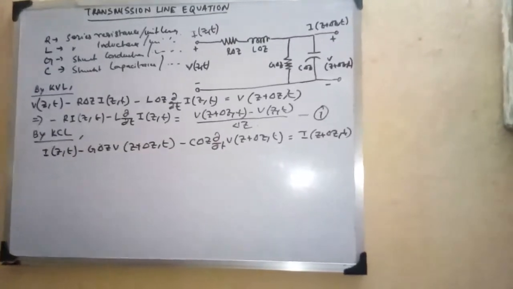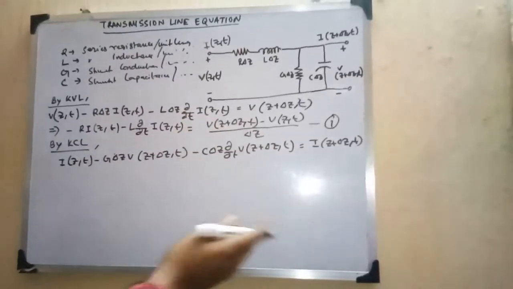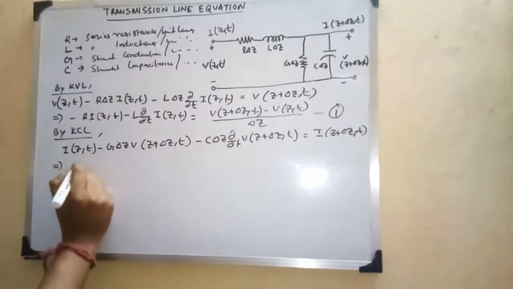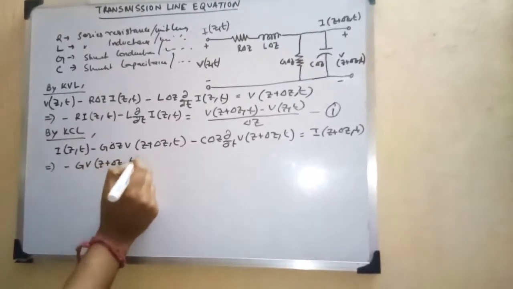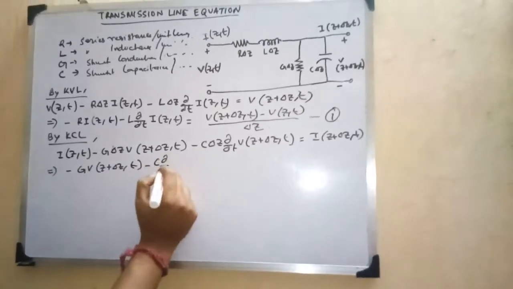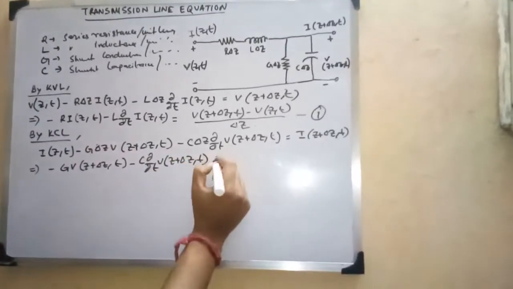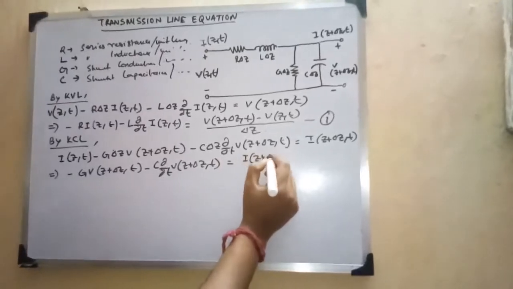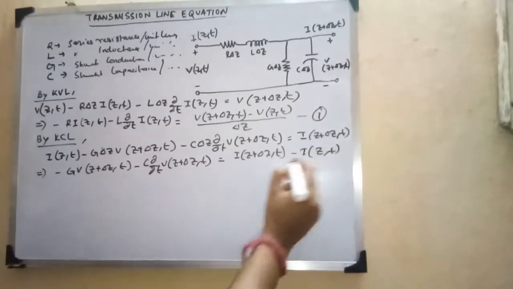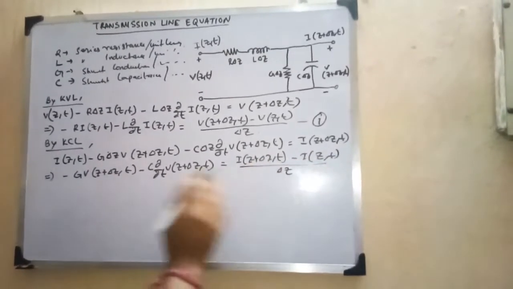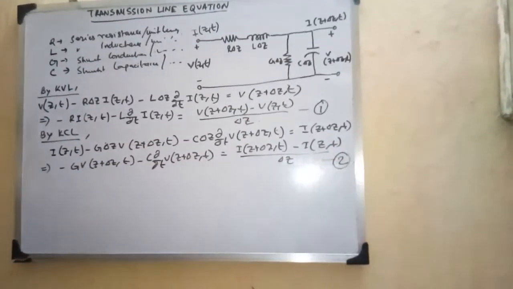From this expression, again we keep the voltage components on the left hand side and take the current components to the right hand side. So we can write minus G V(z plus del z, t) minus C del/del t of V(z plus del z, t) equals [I(z plus del z, t) minus I(z,t)] divided by del z. Again we have taken del z common, and now it comes as a denominator, so we name this equation as expression number 2.